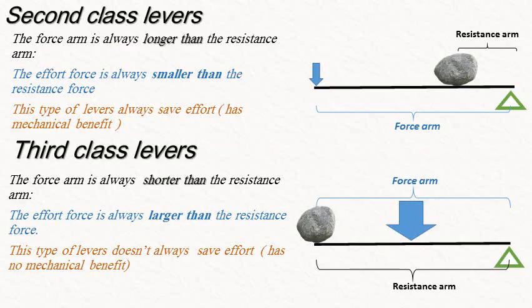Second class levers. The force arm is always longer than the resistance arm because the resistance is between the fulcrum and the effort force. This type of lever always saves effort. Third class levers. The force arm is always shorter than the resistance arm because the effort force is between the fulcrum and the resistance. The effort force is always larger than the resistance force. This type of lever doesn't save effort.